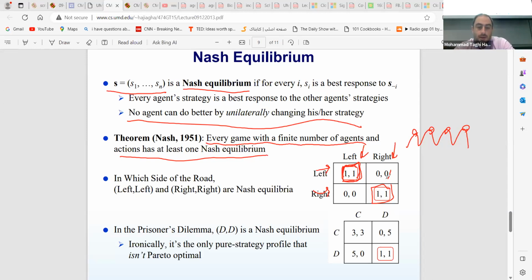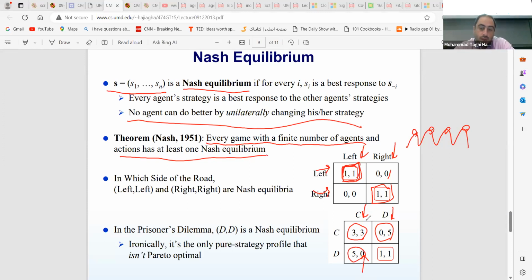Now consider the prisoner's dilemma. Let's consider first, for example, this guy. If this person is doing C, then this person can do D. So this is not a Nash equilibrium, because it is not the best response. What about this one? If this person is doing D, this person can do again D and gets 1 instead of 0. So this is also not one. What about this one? If this person is doing C, of course, then it is not good.